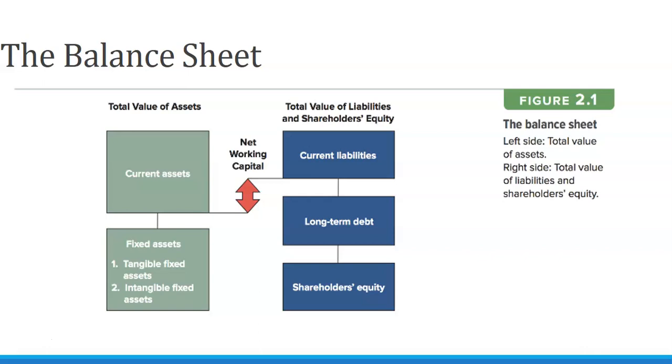Long-term debt for liabilities are those items that are due more than a year from now, and our shareholders' equity combines our owner contributions, any additional paid in capital, and our retained earnings. The fixed asset portion contains our long-term assets. Those long-term assets can either be tangible or intangible. Examples of tangible assets are buildings, property, equipment, and examples of intangible assets are trademarks, copyrights, goodwill, patents.